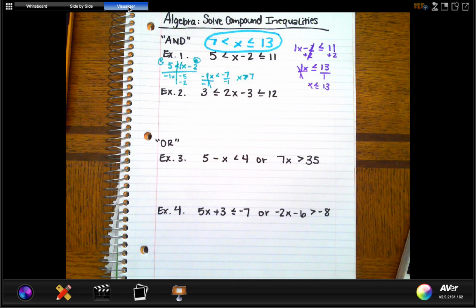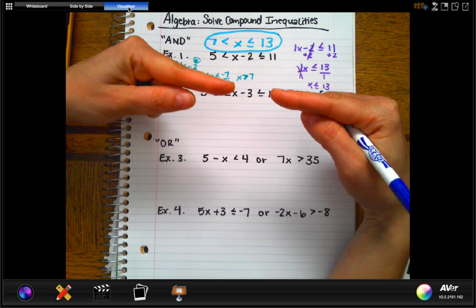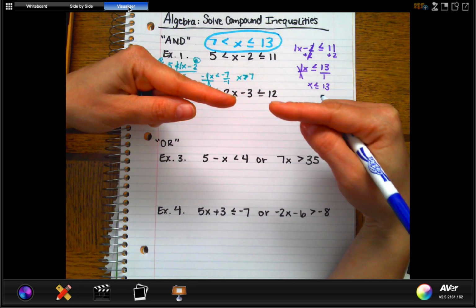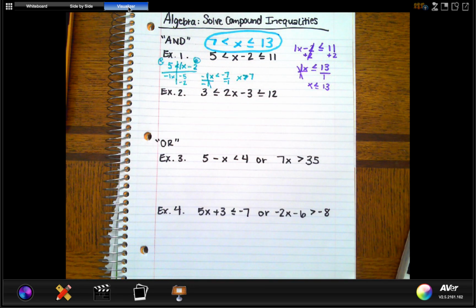Remember, when we graphed, those were the ones that went inward like this, and they connected. On the homework assignment, there are graphs on there, but you don't have to do them because there's no way for me to grade them. Okay, let's try another one.